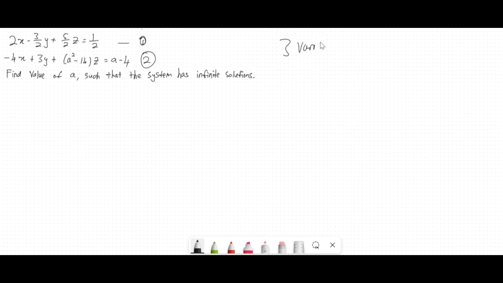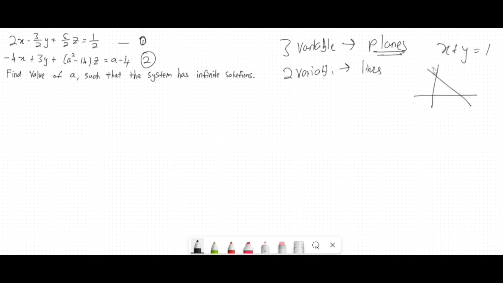Three variables means they are planes, right? Flashback, two variables, they are lines, right? For example, two variables can be x plus y, let's say, equals to 1. That graph would look something a bit like this: x-axis, y-axis, right? But three variables, they are planes.